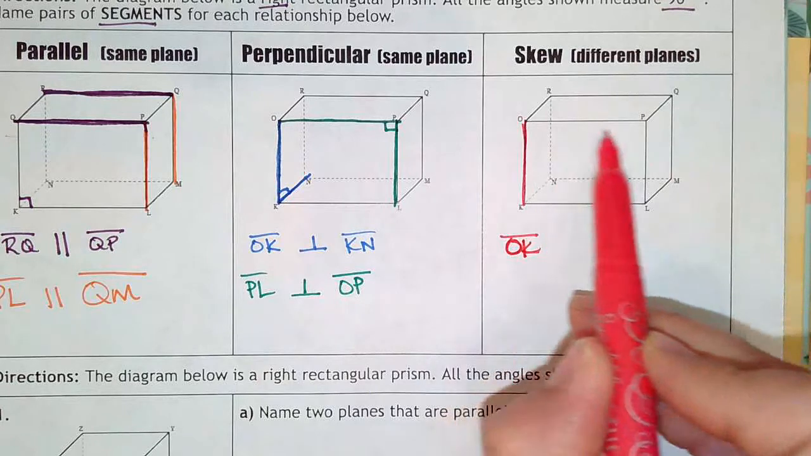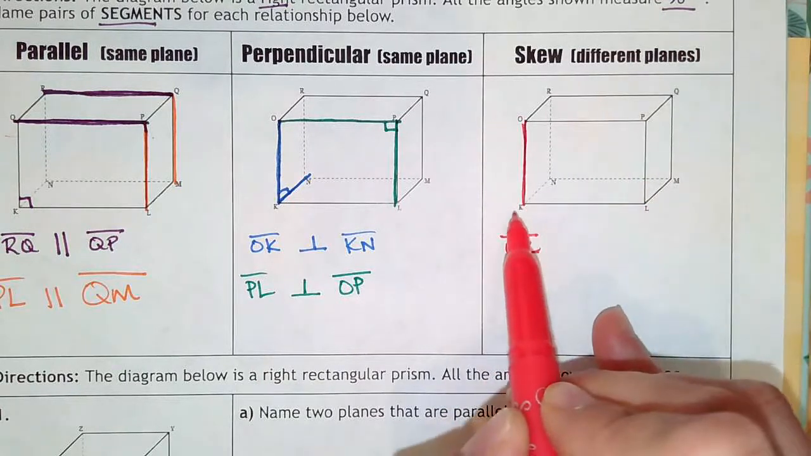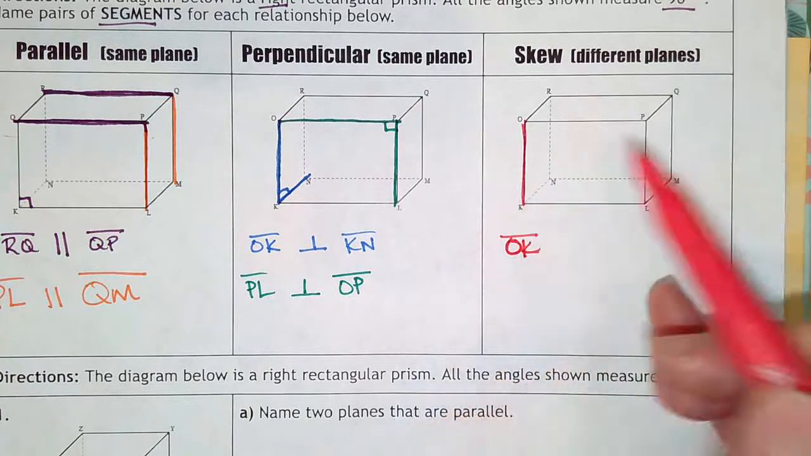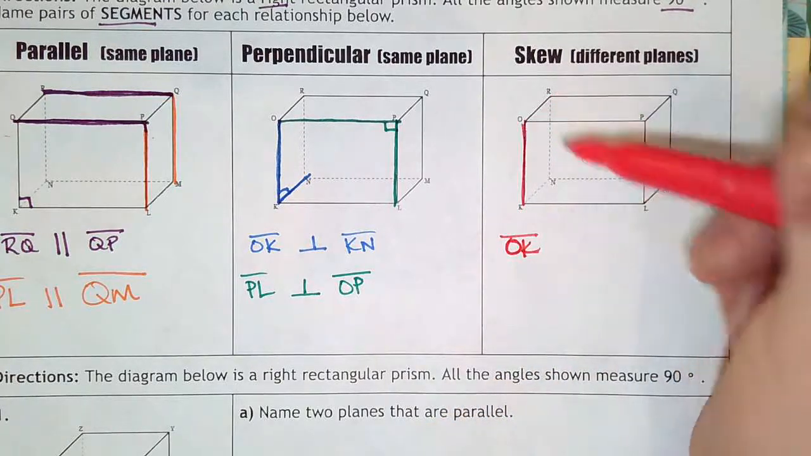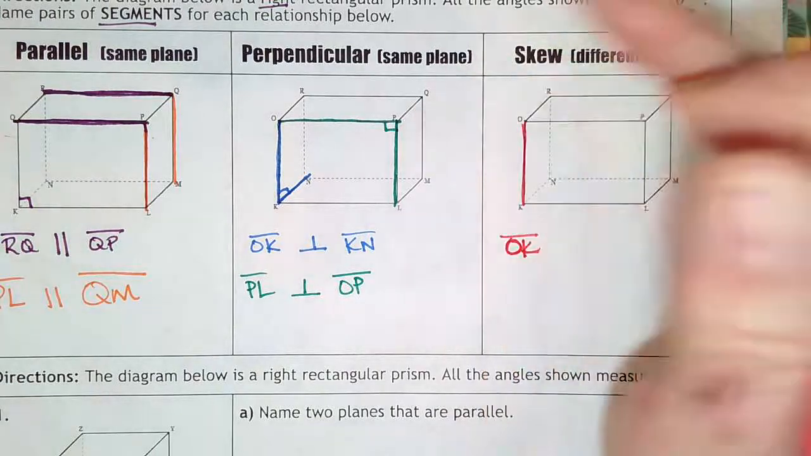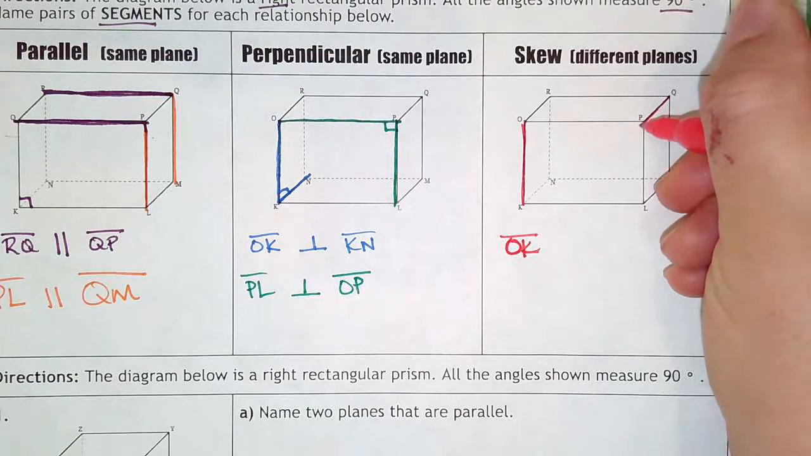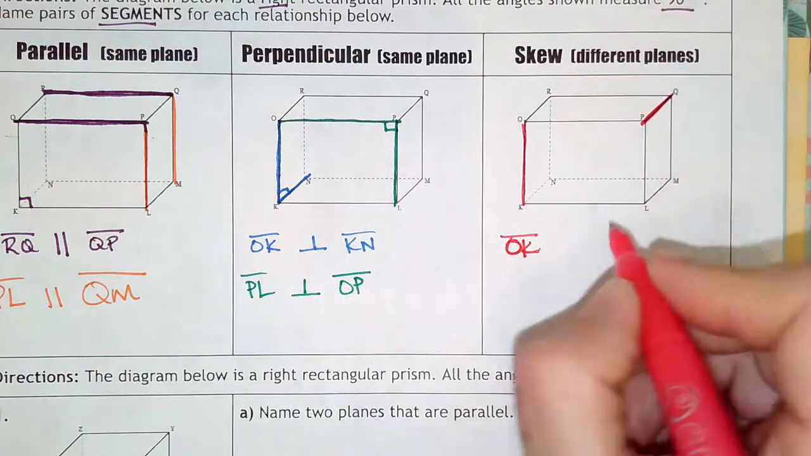So I couldn't do OP because those would be perpendicular. I couldn't do PL because those would be parallel. I couldn't do KL because those would be perpendicular. Can't do OR, perpendicular. I can't do RN. Those would be parallel. So I have to pick a plane somewhere else. So let's say I go all the way to here and pick QP.